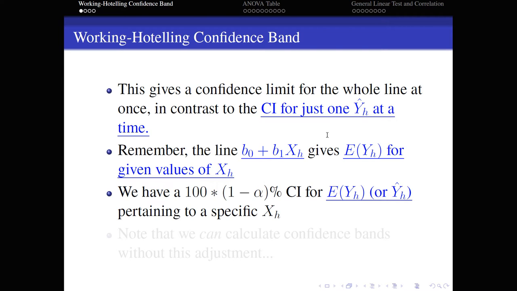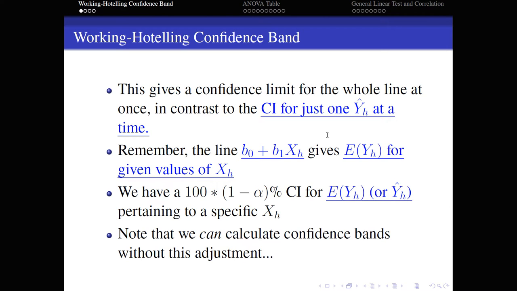But what we want to do is, again, do this for all x sub h's instead of just for a single x sub h. So in the last lecture, we discussed how to do this confidence interval for the mean for a specific x sub h. Now we're going to talk about how to do it for all x sub h's at the same time, and that type of band is called the Working-Hotelling confidence band.